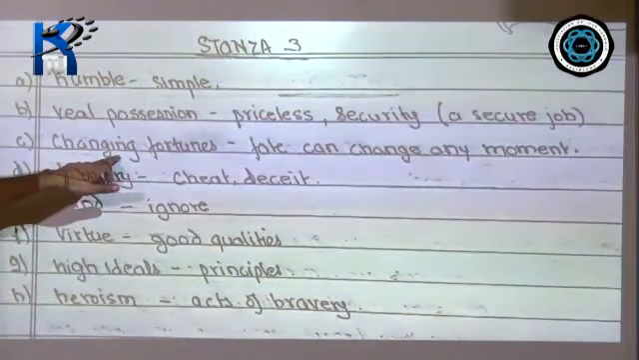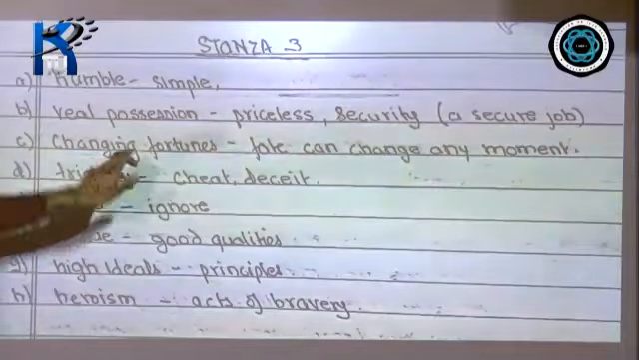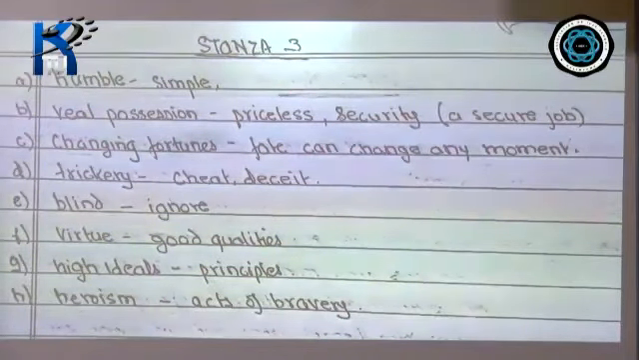life is a series of changing fortunes. Your fate, your destiny can change any time. Therefore, be happy, be satisfied, be devoted and dedicated to the work or the job that you already have.